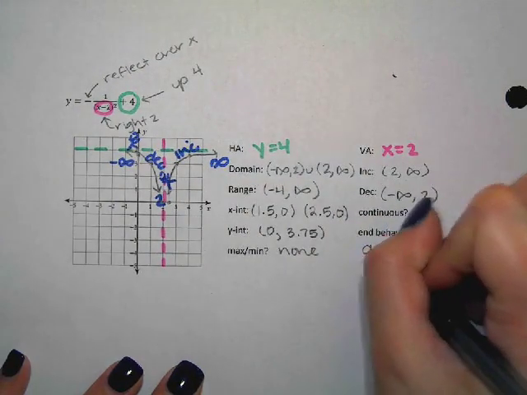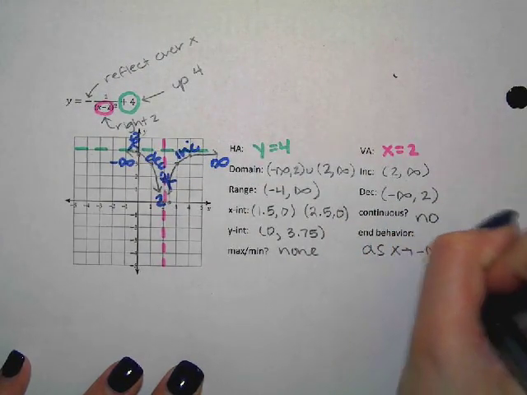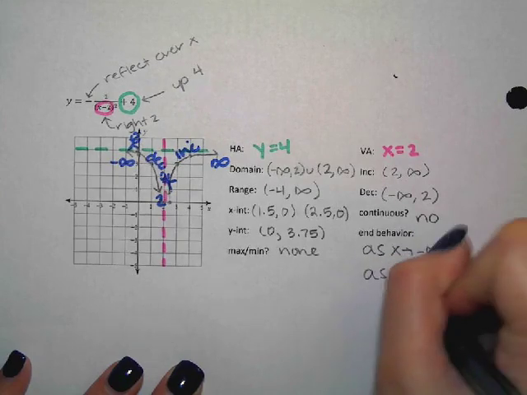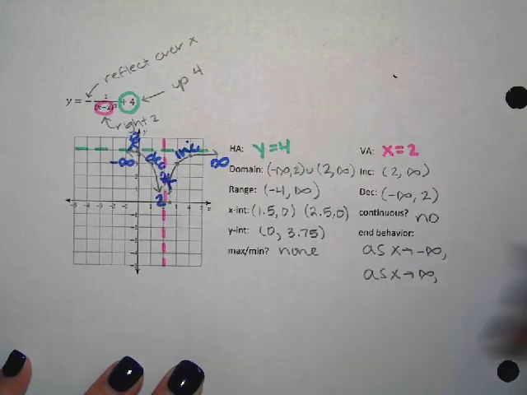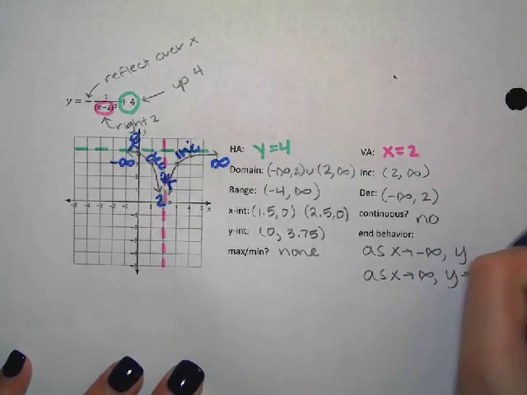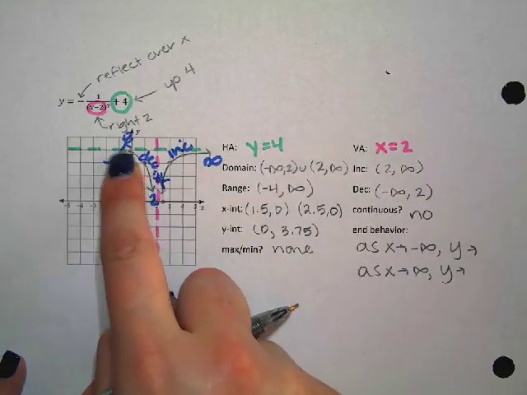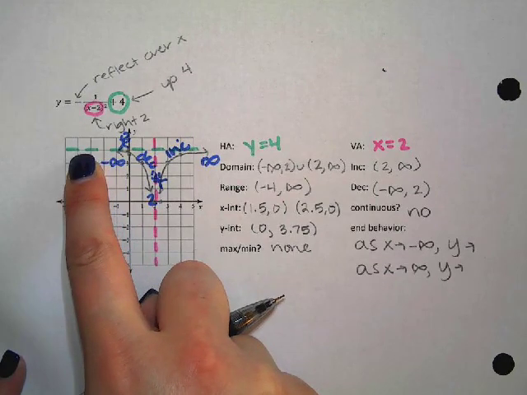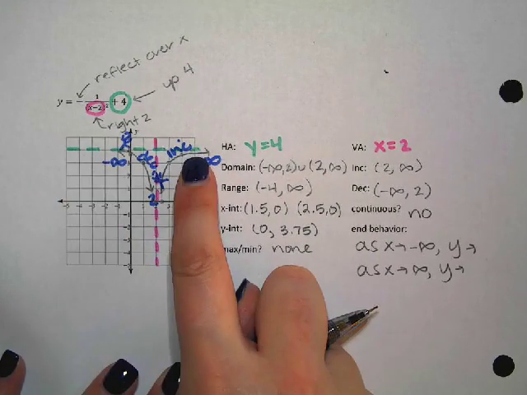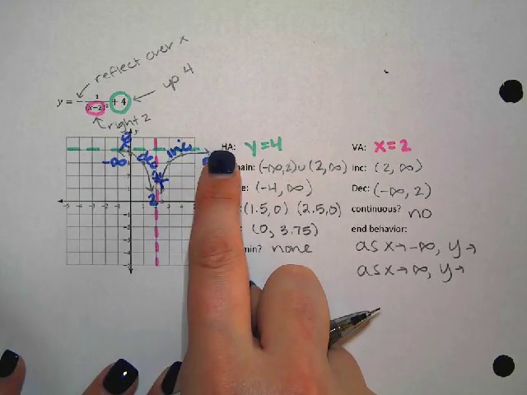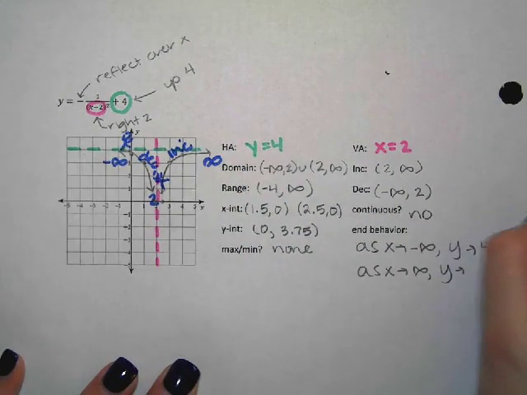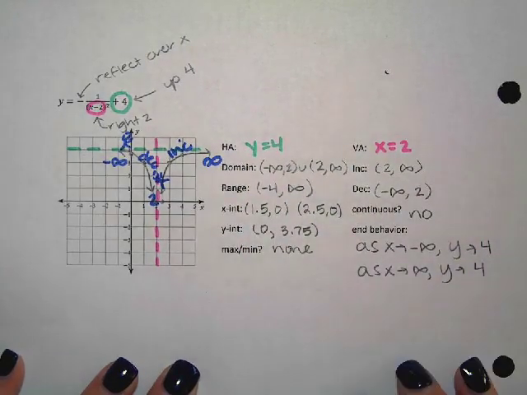And then for end behavior, we're going to say what happens as we look to the left, what happens as we look to the right. And so what is the y value becoming as you look further and further to the left? 4. And then what is the y value becoming as you look further and further to the right? 4. So end behavior for these are 4.